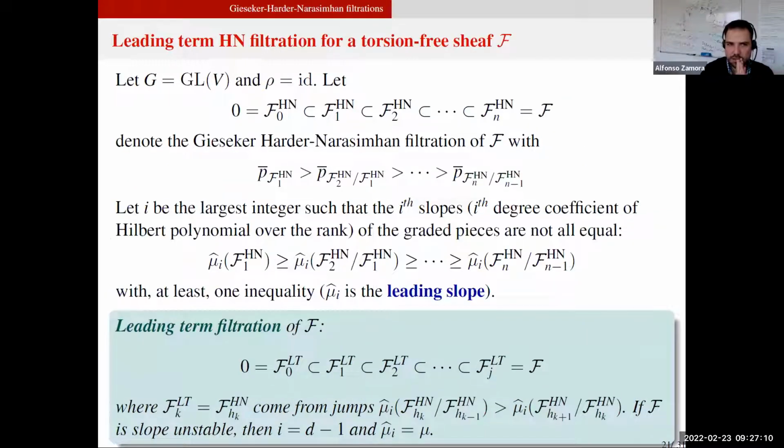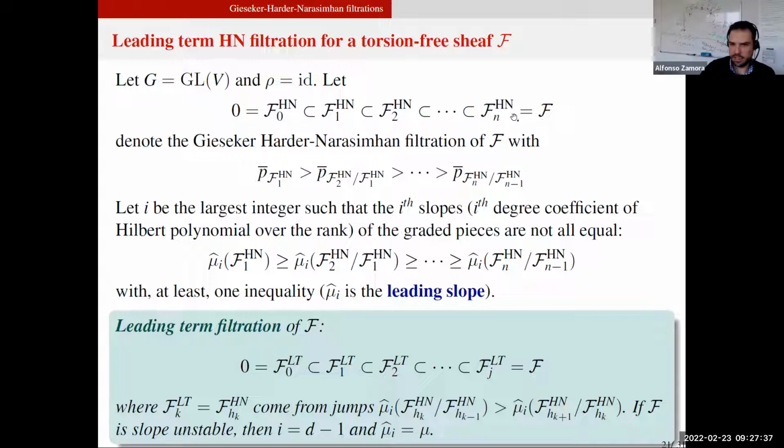Let me say something about why the name leading term filtration, which explains most of the ideas behind this filtration. Suppose that G is GLV already, and the representation is the identity. Then one of these principal ρ-sheaves is indeed a torsion-free sheaf, because the group is GLV. Consider the Gieseker-Harder-Narasimhan filtration of F.